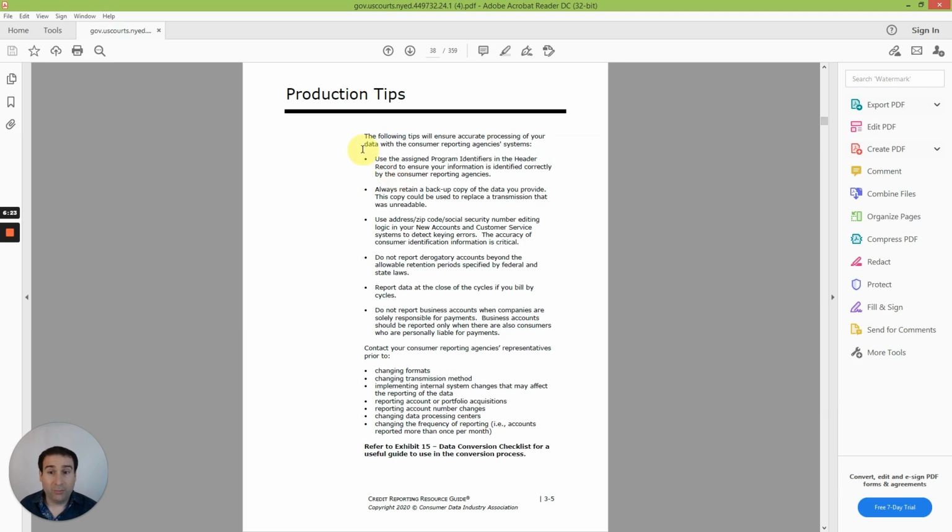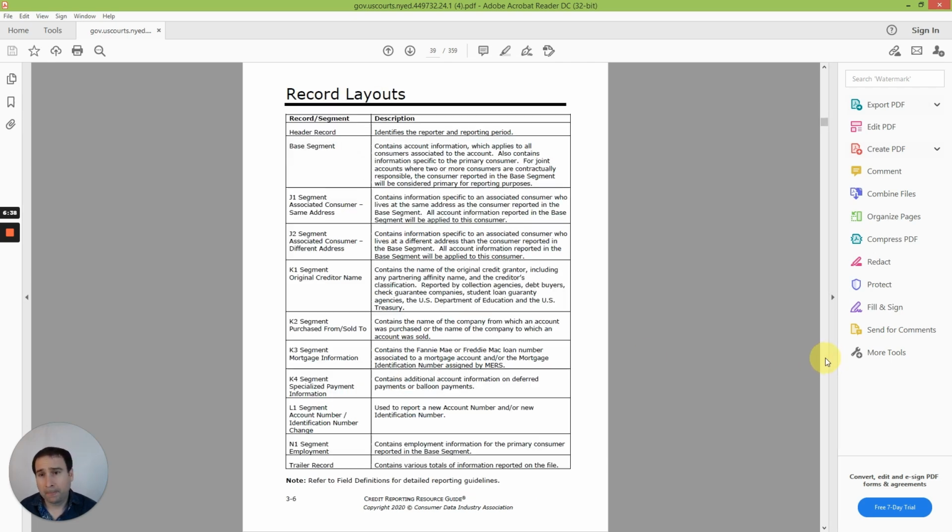Production tips, what does this mean? Well, when they're producing the data, when they're out there typing into the credit computers, the furnishers are putting information in, here are some tips on how they should type the data in to make it maximum accuracy.